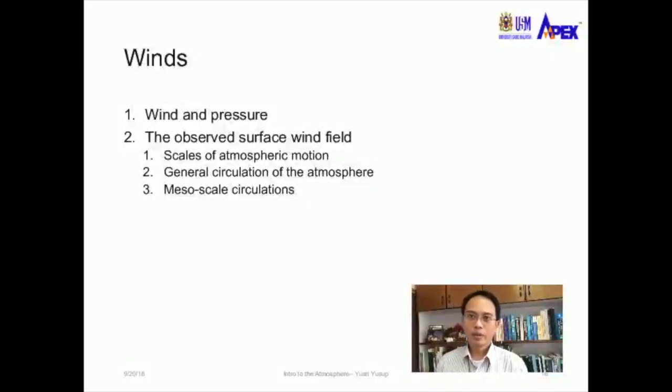So now we go into the topic winds. In this topic, there are two subtopics, wind and pressure. The second topic is the observed surface wind field. Under this second topic, there are three subtopics: the scales of atmospheric motion, the general circulation of the atmosphere, and the mesoscale circulations. From 1 to 3, it goes from the large scale to the small scale.